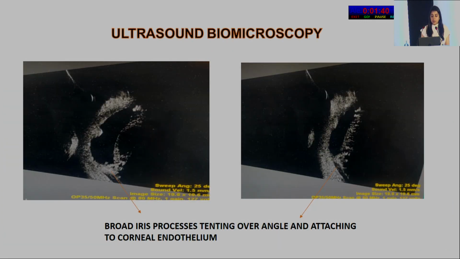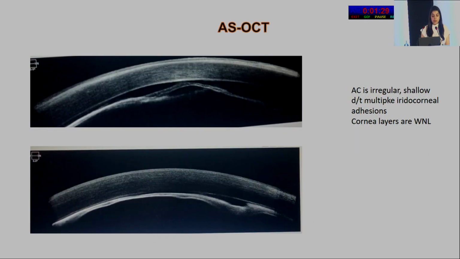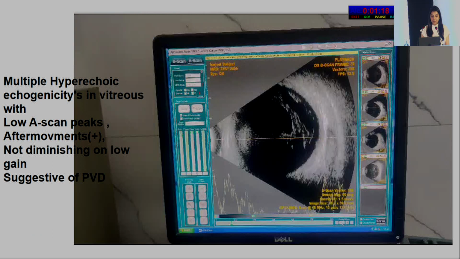So we did an ultrasound biomicroscopy. On ultrasound biomicroscopy, we saw broad iris processes which were tenting over the angle and attaching to the corneal endothelium. We further went for an anterior segment OCT, in which the anterior chamber was irregular and shallow, with multiple iridocorneal adhesions, although the corneal layers appear to be normal. The fundus of the child could not be examined as the pupil was just 2 mm in size. It was non-reacting and it was not dilating.